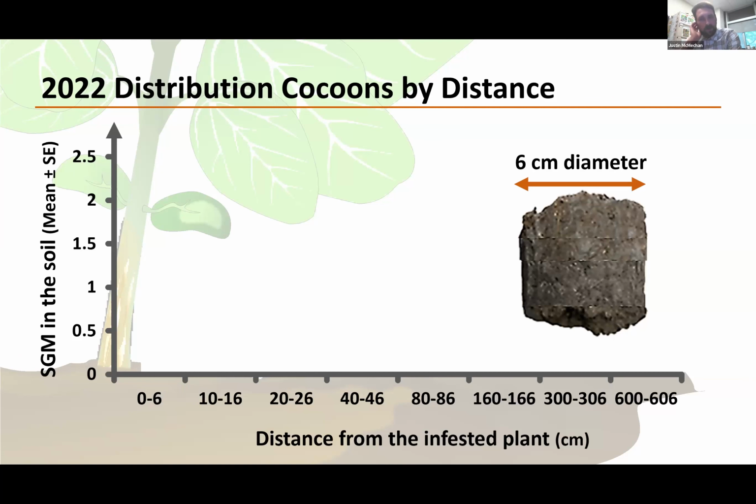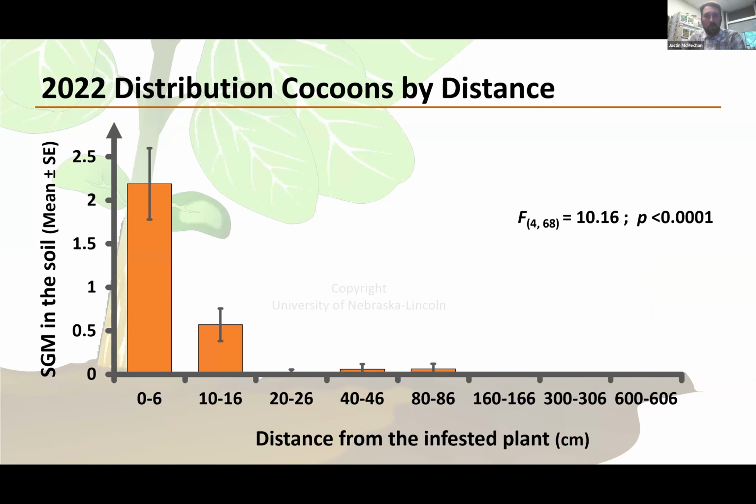So this is the graph you're going to see. On the x-axis, we have different brackets of that 6 centimeter diameter. So 0 to 6 right next to the soybean plant. As you can see, it's grayed out in the background. And then 10 to 16 centimeters at intervals that are nearly doubling all the time, with the exception of 300 and 600 centimeters away from the plant, to see how far we could detect them away from that host.